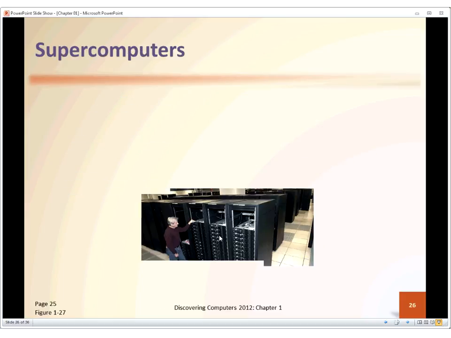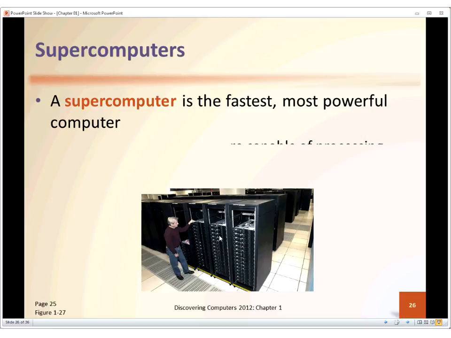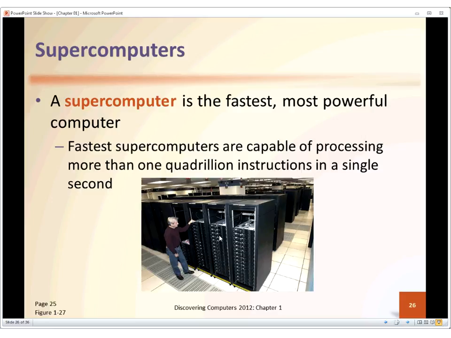Supercomputers can take up an entire room. They're the fastest, most powerful computers out there, capable of handling 1 quadrillion instructions in a single second. A recent supercomputer was on the Jeopardy game a year or so ago, competed against some of the top Jeopardy players, and beat them all.